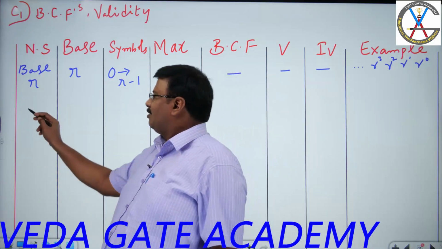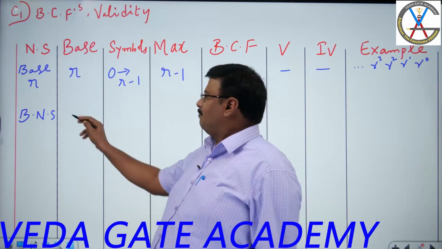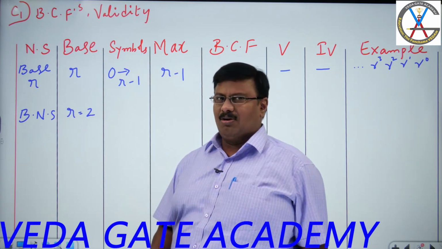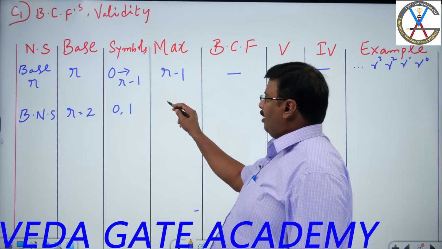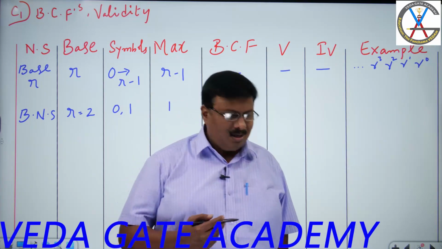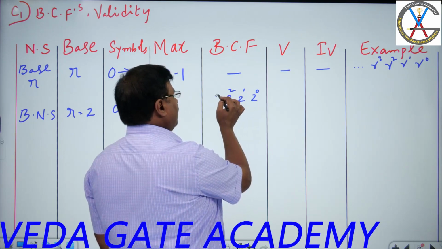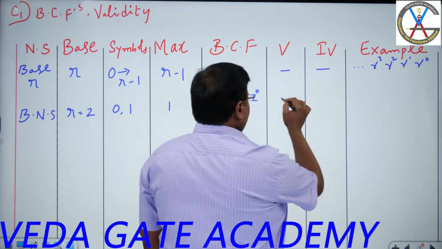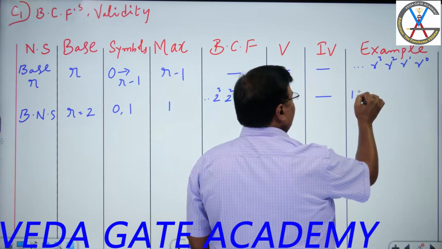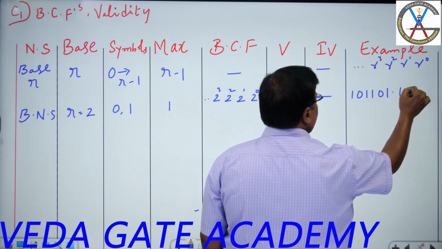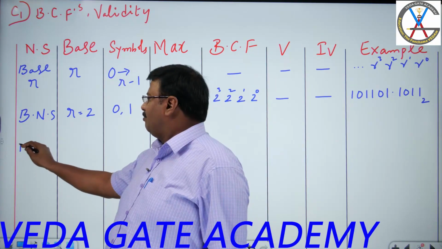Let's speak about the second one, binary number system, BNS. For a binary number system, radix equal to 2, two-state logic, and symbols are 0, 1, low and high. Maximum symbol is 1. And binary weights, are you well familiar? 2 power 0, 2 power 1, 2 square, 2 cube, etc. Validity and invalid, we can speak from the next example. A random example for a binary number, 101101.1011 binary.